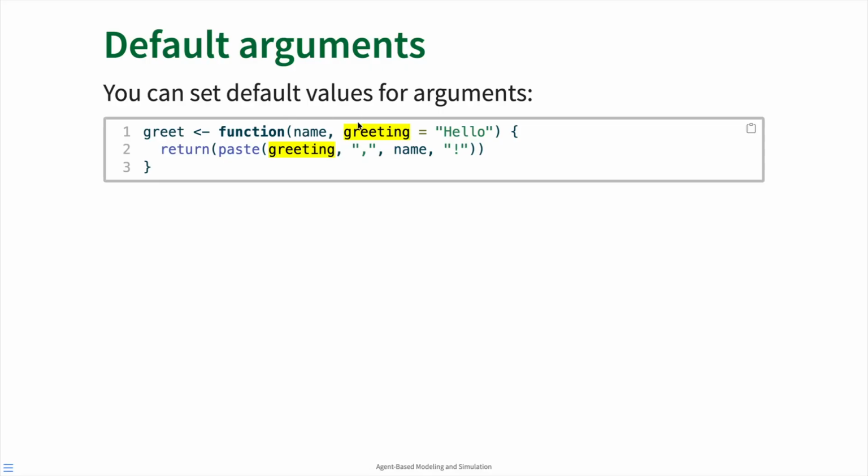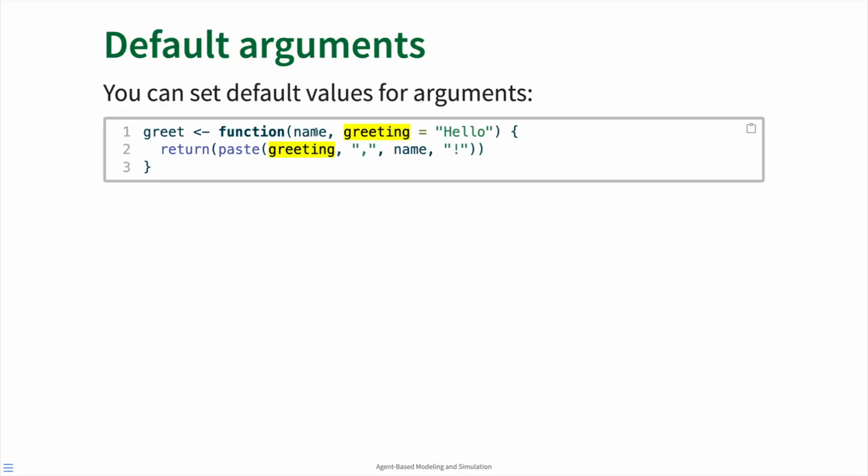Now, what you'll notice here is that the greeting argument, which should be highlighted in yellow, in the function definition, we actually say it's equal to something. What this is, this character string hello, is a default value for this argument. So when you actually call the function later on, you don't need to specify something for the greeting argument. You can leave it out, and in that case, the function will just use the default value.